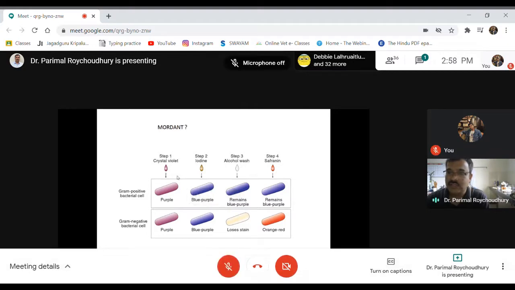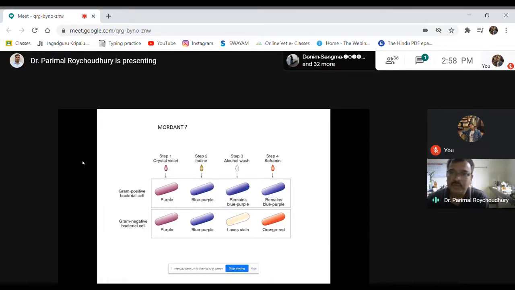Helps in fixation, so that if you repeatedly wash these bacteria in running water, they will not lose the primary color. Although it is having the auxochrome group, still, if you repeatedly wash it several times, they may lose all the color. So to fix this primary stain, we use a mordant. The mordant that we use in the gram staining technique is called the gram's iodine solution. It is a mixture of iodine and potassium iodide.